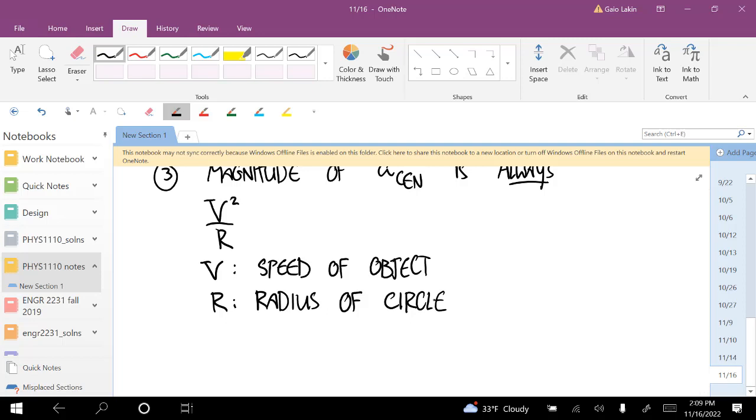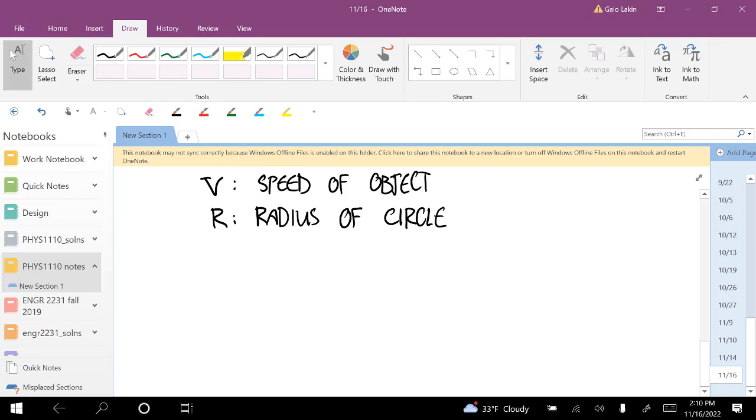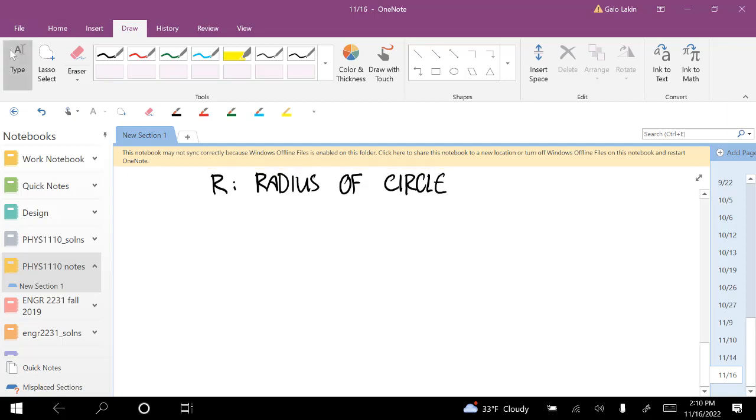And that's true whether it's uniform circular motion or non-uniform circular motion. We always know this about the centripetal acceleration. Okay, so just like any other kind of motion, the total acceleration is the sum of these parallel and perpendicular parts. It's the sum of the tangential and the centripetal.